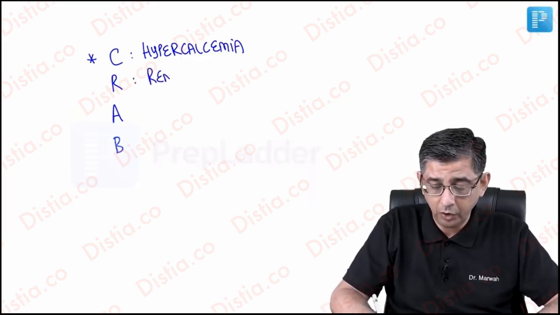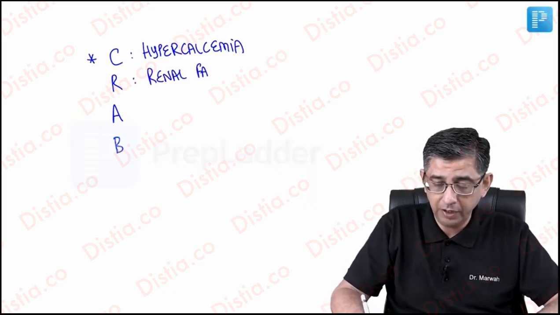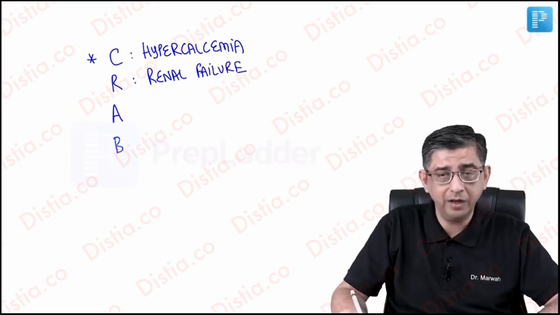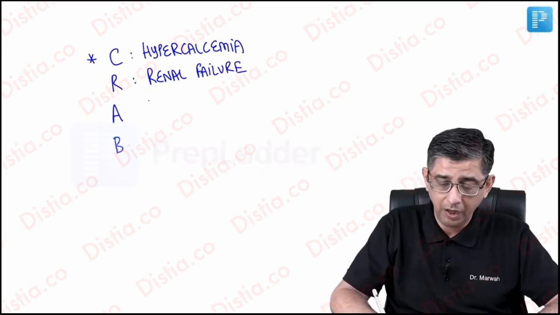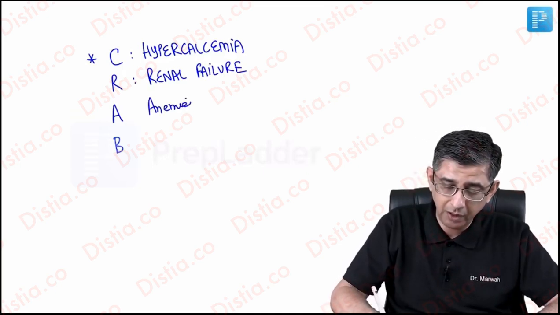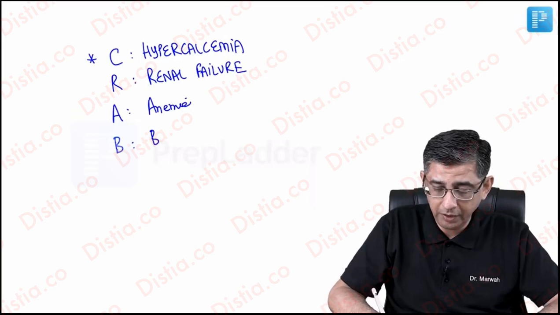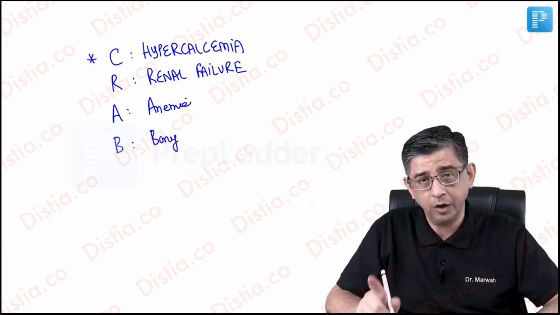Then there could be renal failure. We have debated the causes behind it, hypercalcemia being the leading one. Alphabet A would stand for anemia and B would stand for bony lytic lesions, but don't remember, bleeding can also occur.